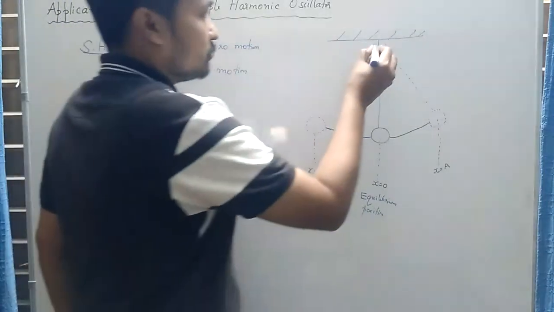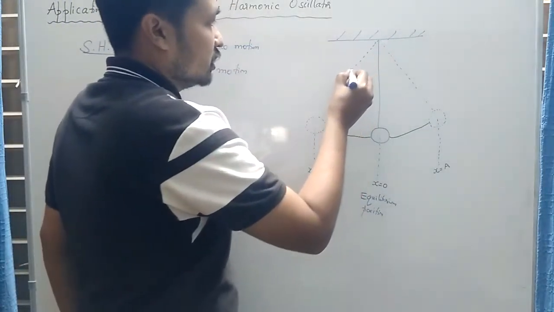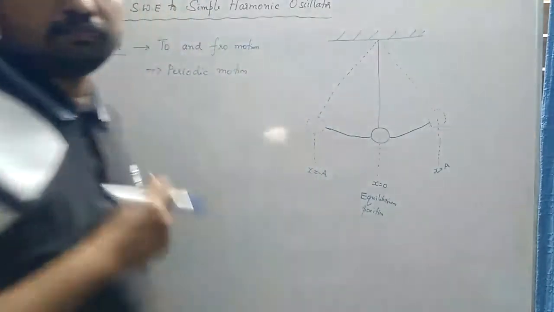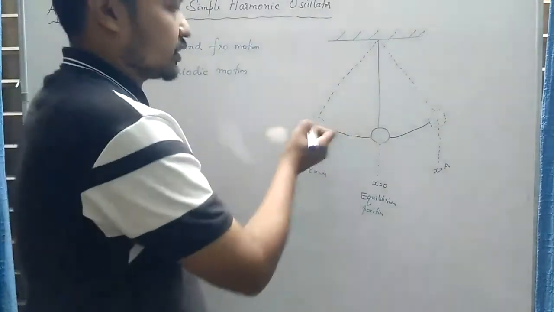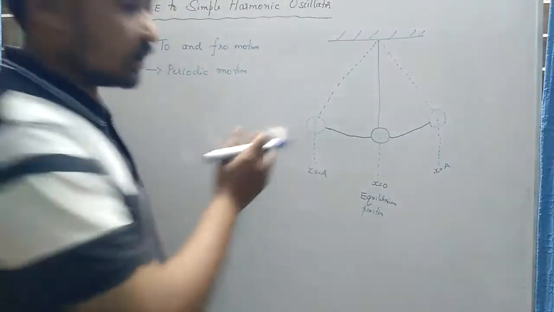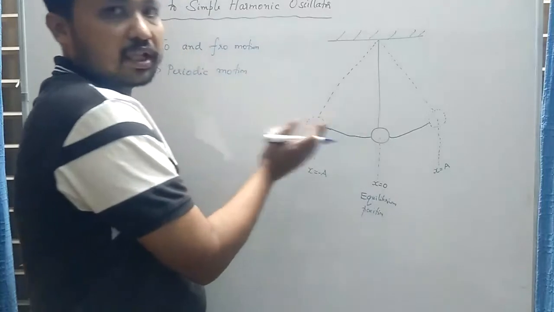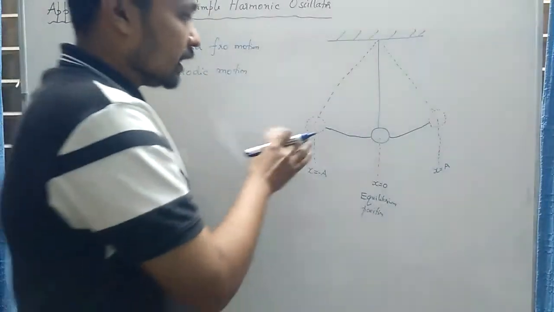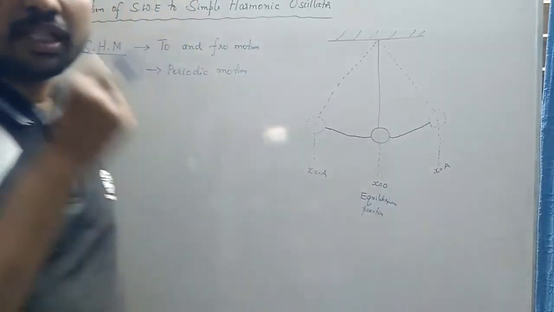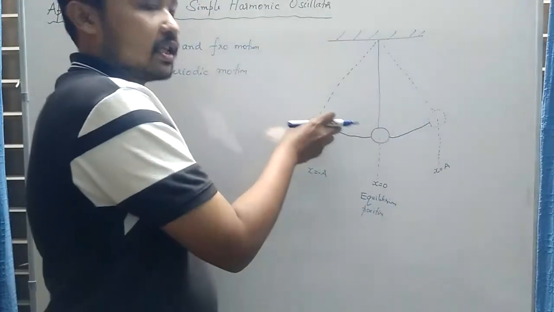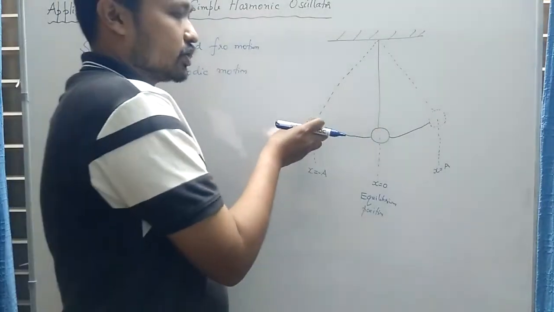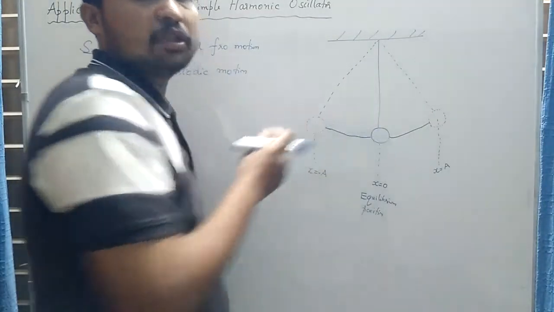So the particle is now in the opposite direction from the equilibrium. Once the particle reaches here, it cannot move further ahead. And once the particle reaches this maximum displacement, again it tries to come back to its equilibrium position. So it will again start moving towards the equilibrium position.